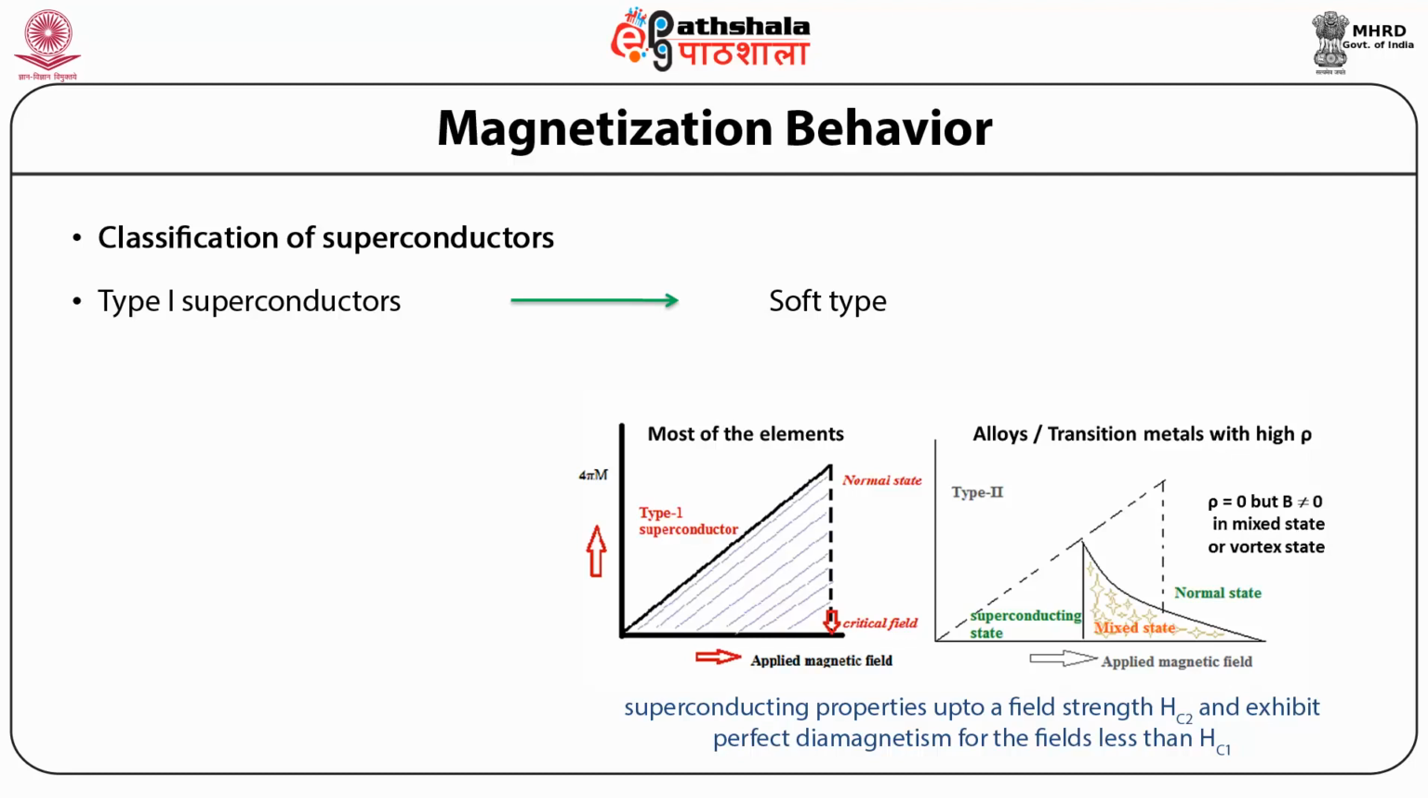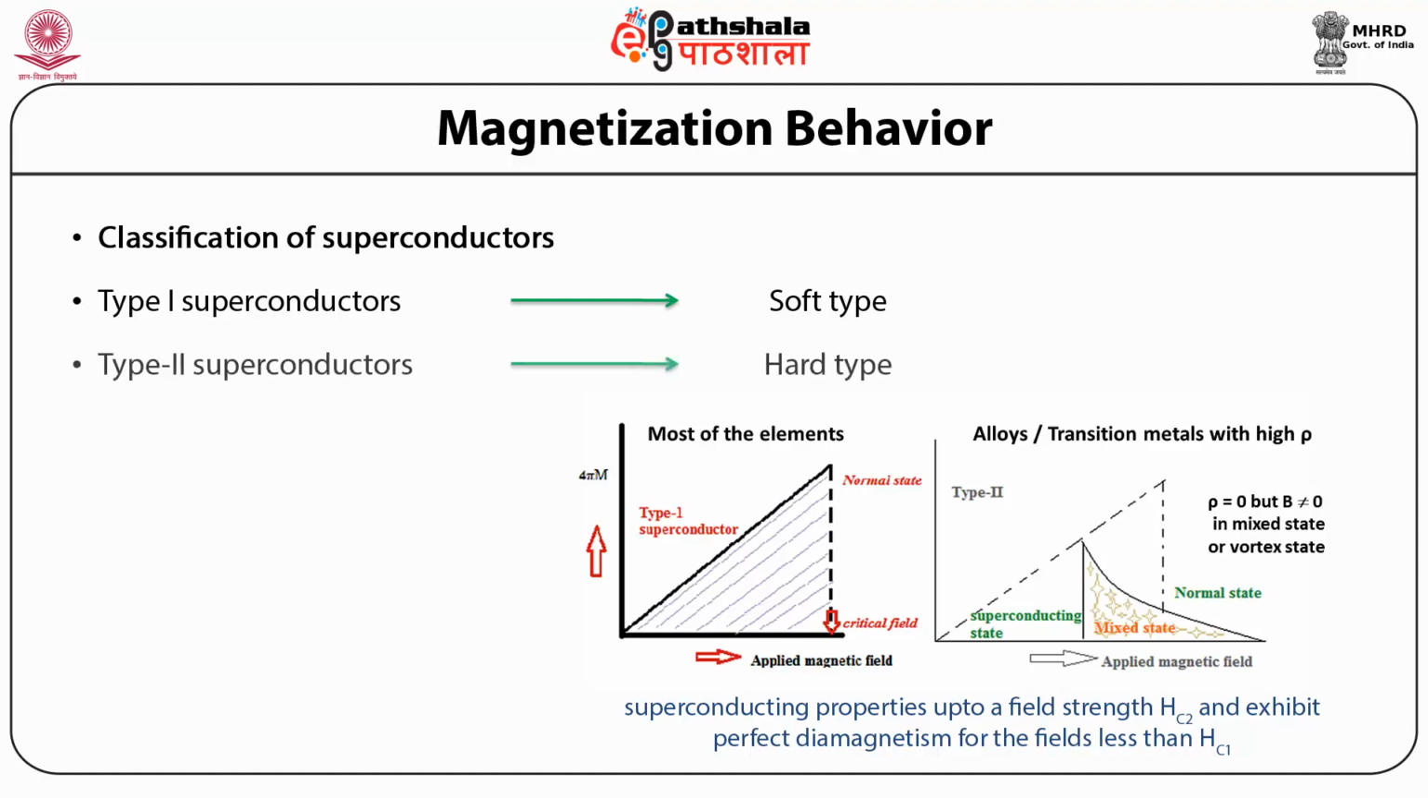In magnetic materials, we call a material soft when its coercivity is small, and magnetically hard materials are those whose coercivity is large. For type 1 and type 2 superconductors, there is a clear demarcation on the basis of their magnetization behavior. If we go through the figure, the variation of 4πMs with applied magnetic field, and take the type 1 superconductor, there is clearly a critical field.